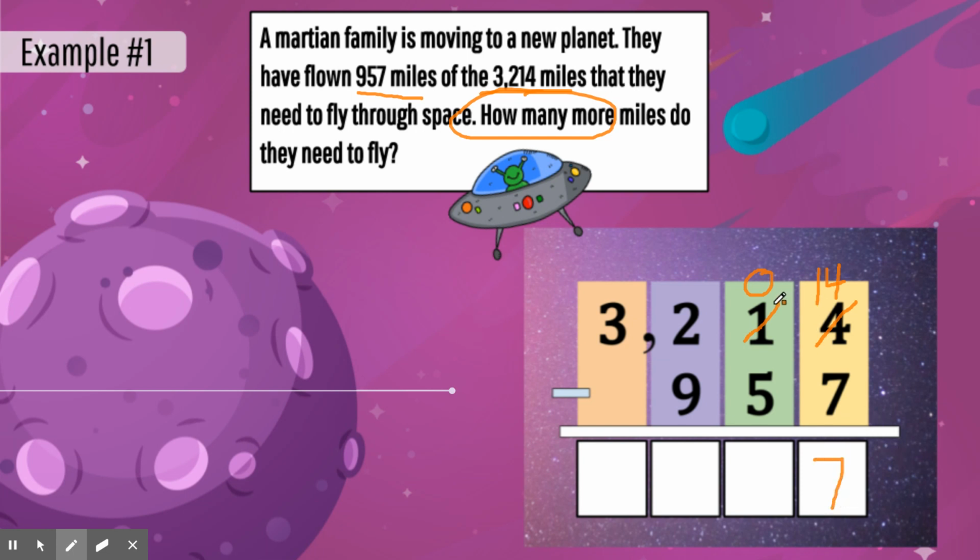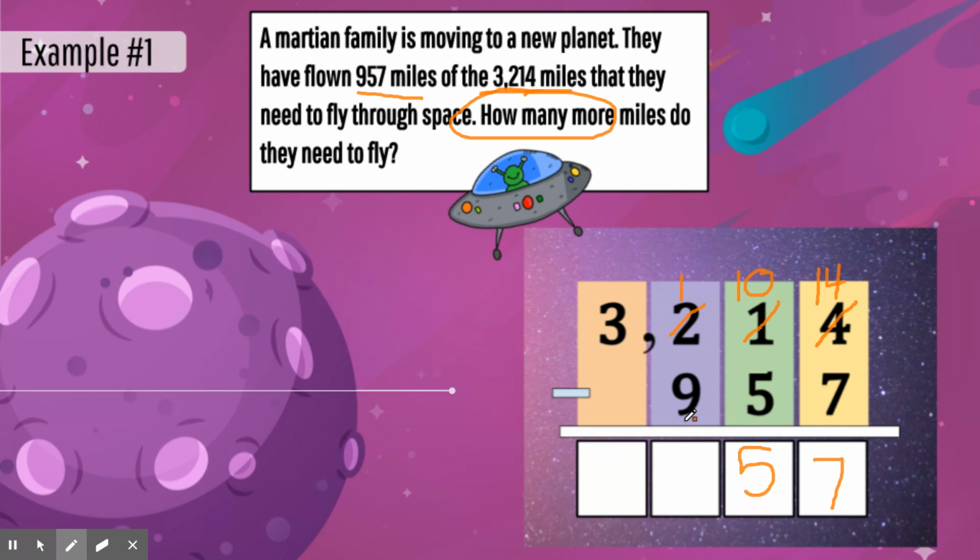All right, so let's move to the tens. Since I've borrowed, now I don't have anything in my tens place for my top number. 0 minus 5. I can't subtract that. So I've got to come next door and borrow from my 2. So I take 1 away, put my 1 next door with my 10, and now I can subtract. 10 minus 5 is 5.